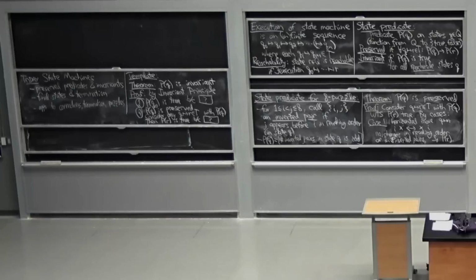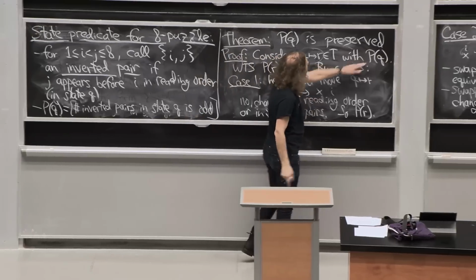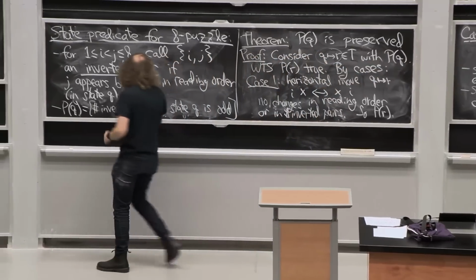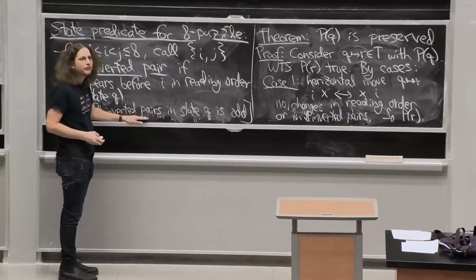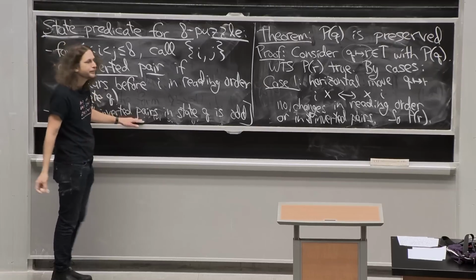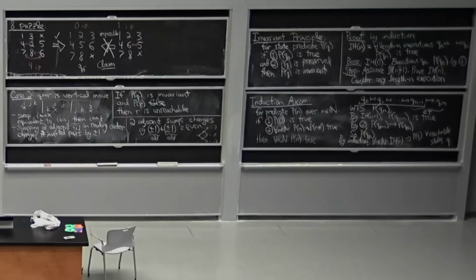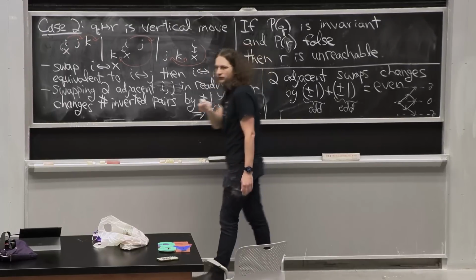We started with P of q being true over here. Assume that P of q is true. That means that the number of inverted pairs in state q is odd. And now we change that number by an even amount. Therefore, it will be odd still. Right? If we take an odd number, we add an even number, it stays odd. Therefore, P of R is true. Question?